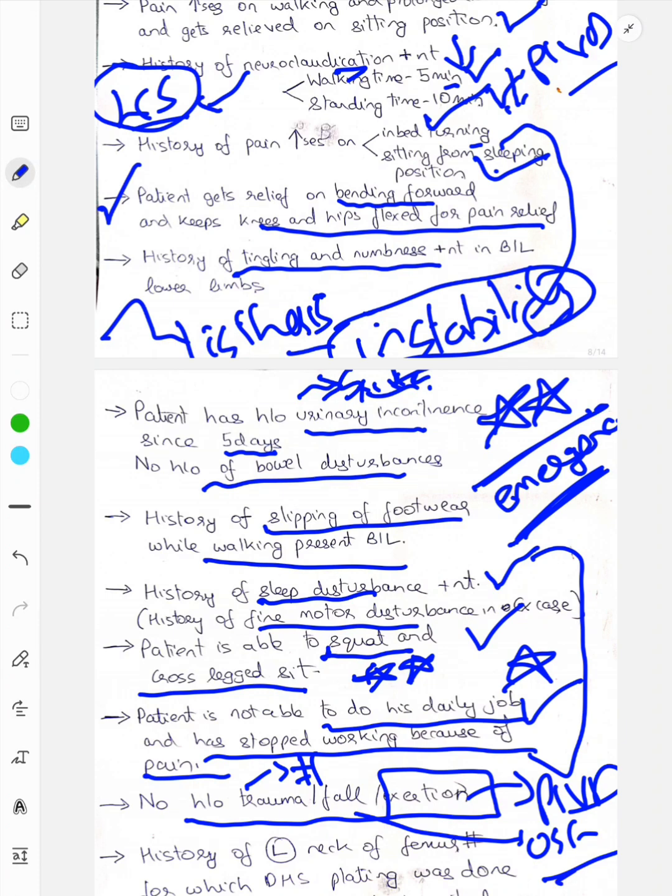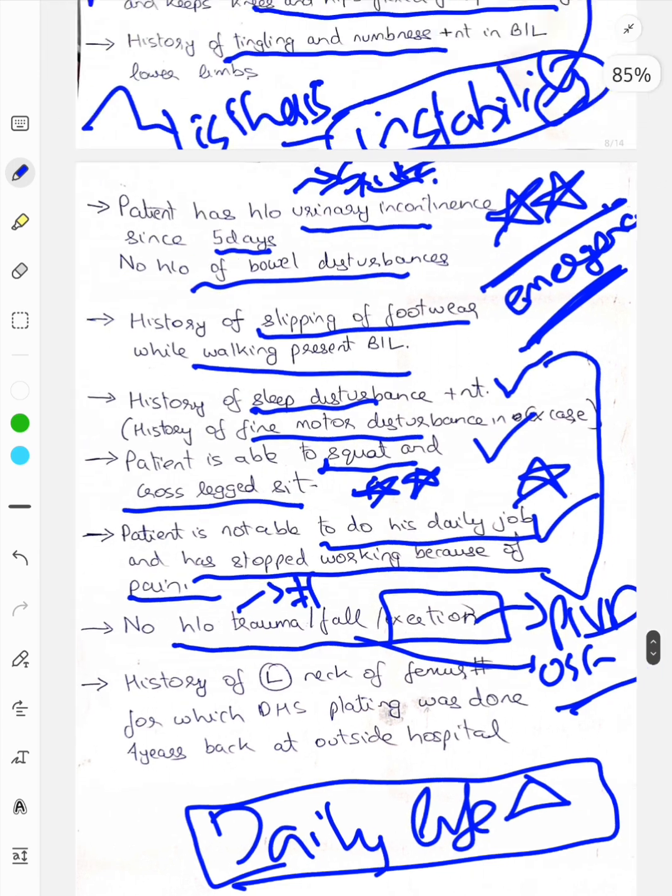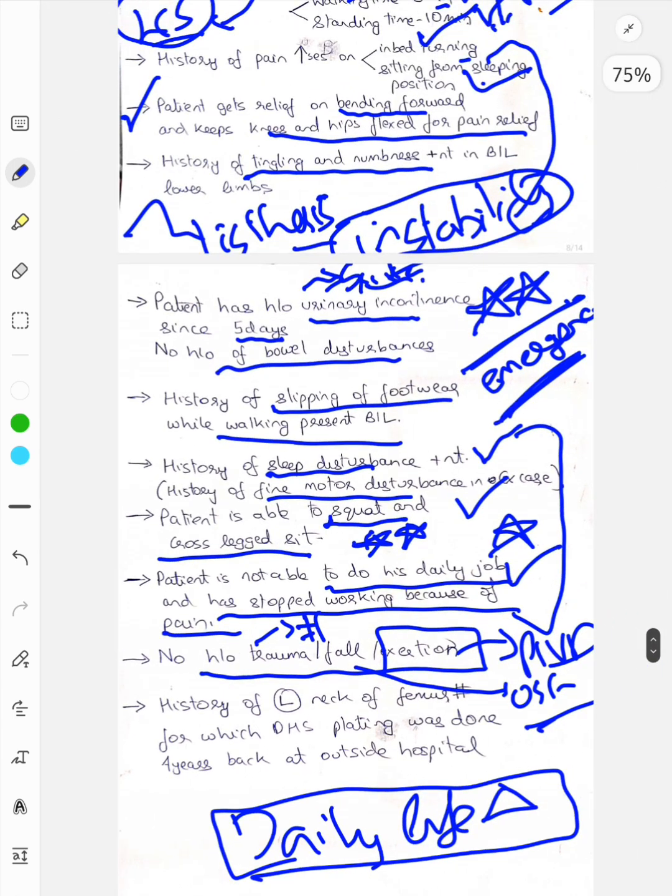Now this lady has a specific complaint, a specific history. History of left-sided neck of femur fracture for which DHS plating was done outside hospital 4 years back. This is not a simple history. This is a very important, very significant point. History of multiple fractures in the past, you are very likely suspecting osteoporosis.